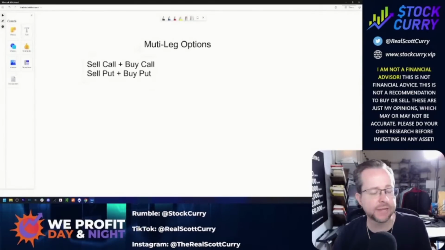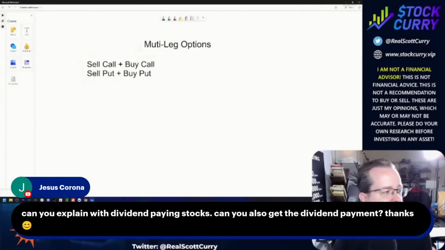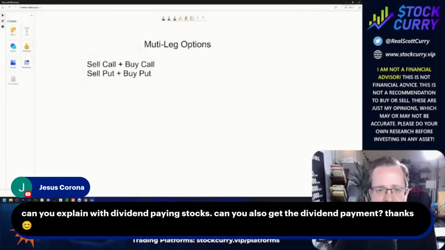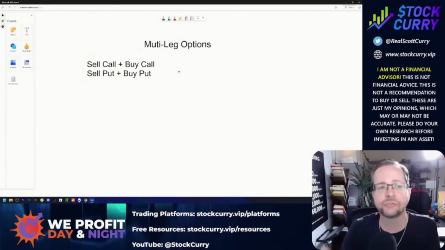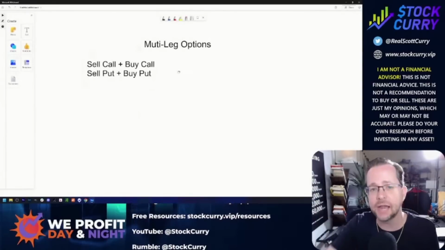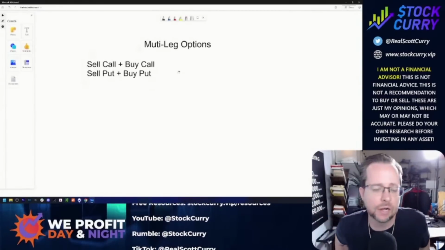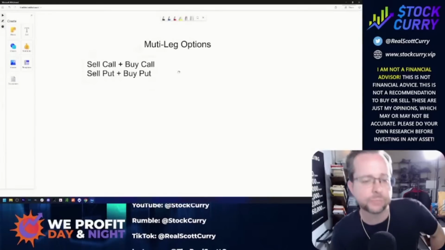A quick question came up on dividend stocks. Look, if you're buying calls, puts, whatever, the dividends, generally speaking, don't affect you. You don't own the shares, so you don't get the dividend. That's simple, right? Now, obviously, if you own the shares and you sold a covered call, yeah, you get to keep your dividends. But if you own the options, you don't.